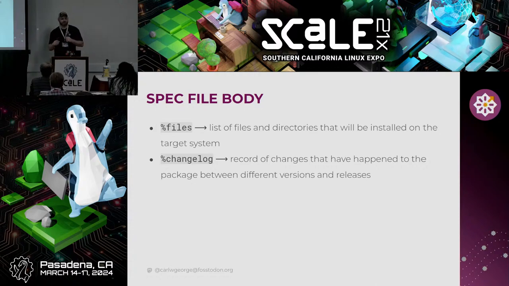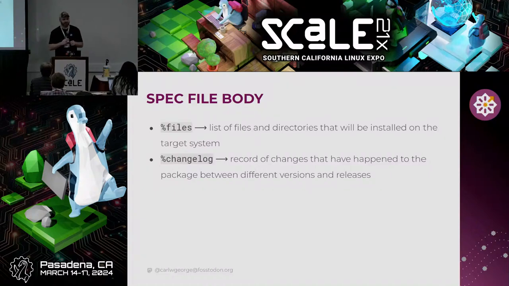The file section. Files and changelog work differently than those other sections. The prep through check sections are basically bash scripts. These ones, files and changelog, are text in this particular format. The files section is a list of the files that are going to be installed on the target system, like /usr/bin/foo and /usr/share/doc/foo, whatever files you're going to have on the target system. You just list the full path to those right there.